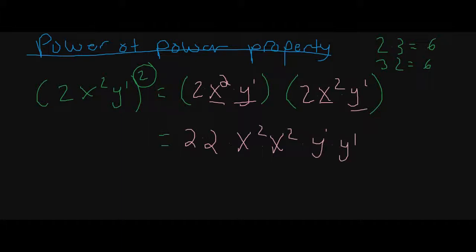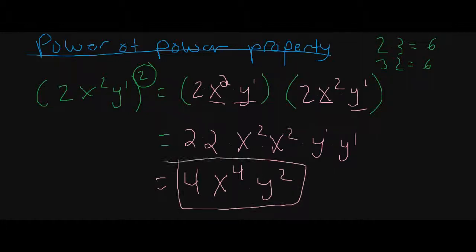Well, 2 times 2 is 4. x squared times x squared is just going to be x to the fourth. By the product property, we just add 2 plus 2, which is 4. And then we have y times y, which is just going to be y squared. That's expanding it out one way.